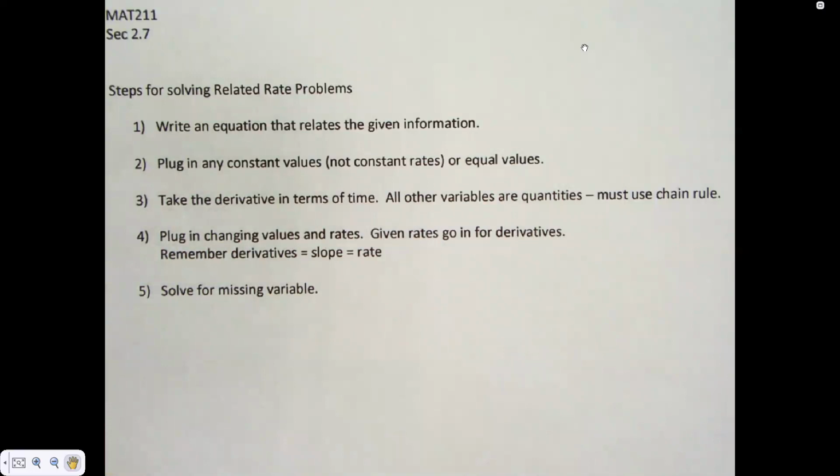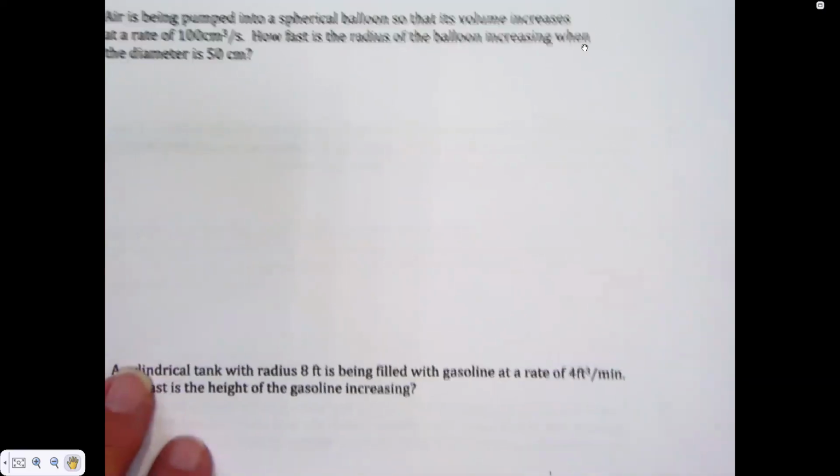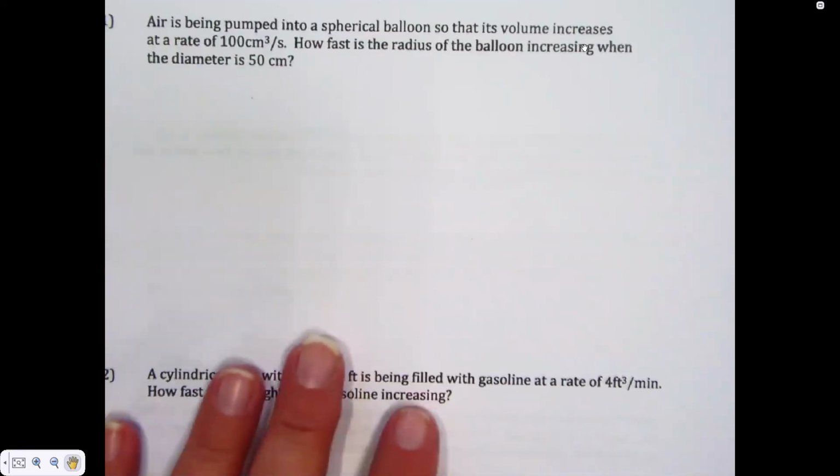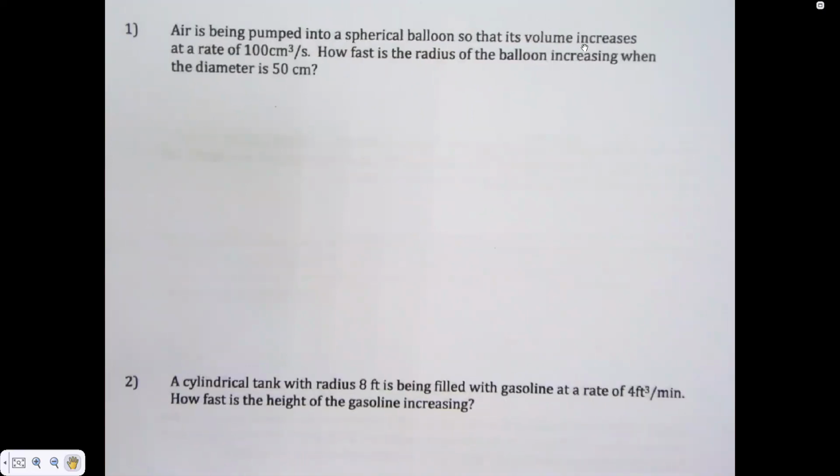All right, so let's take a look at this first example. All right, so air is being pumped into a spherical balloon. So we're going to consider it a perfect circle, okay? So that its volume increases at a rate of 100 cubic centimeters per second. How fast is the radius of the balloon increasing when its diameter is 50?